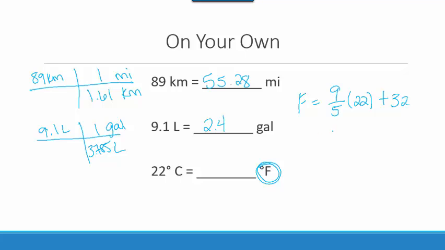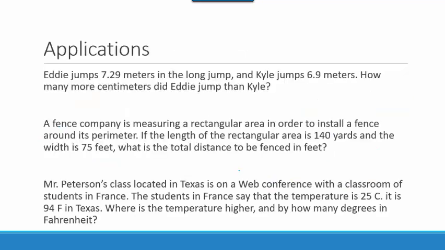So I've got 9/5 times 22. Keep in mind, if you're doing this by hand, that's 9/5 times 22 over 1. You multiply straight across. So you end up getting 39.6 and then plus the 32. And so your final temperature would be 71.6 degrees Fahrenheit.